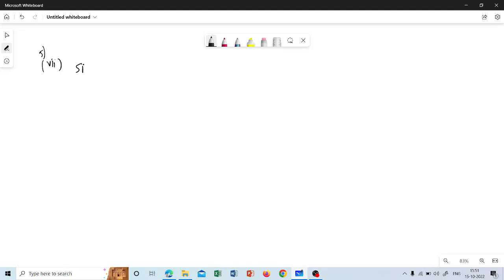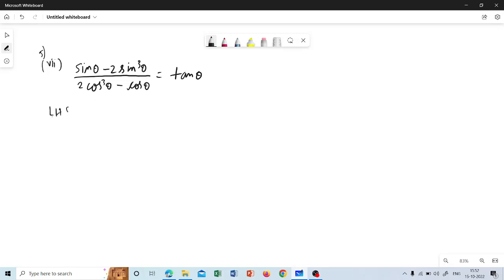Sine theta minus 2 sine cube theta divided by 2 cos cube theta minus cos theta, so this is equivalent to tan theta. So we have to prove this. Now this problem is simpler because already it is in terms of sine and cos. So only a simple manipulation we need to do to get to the result.